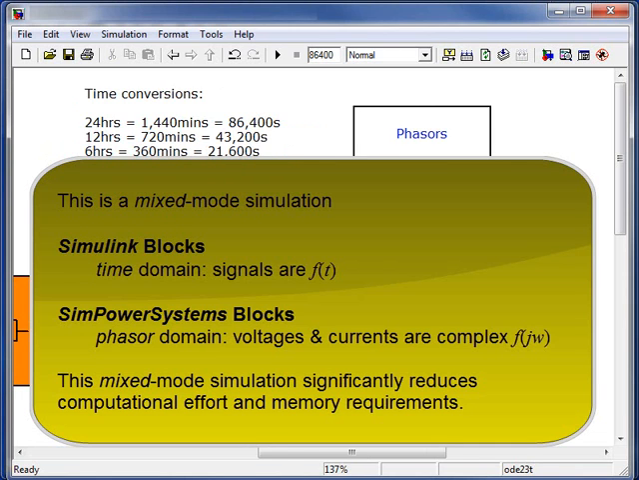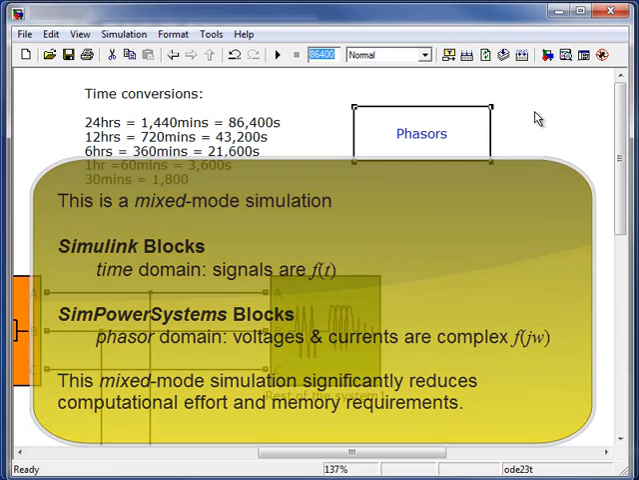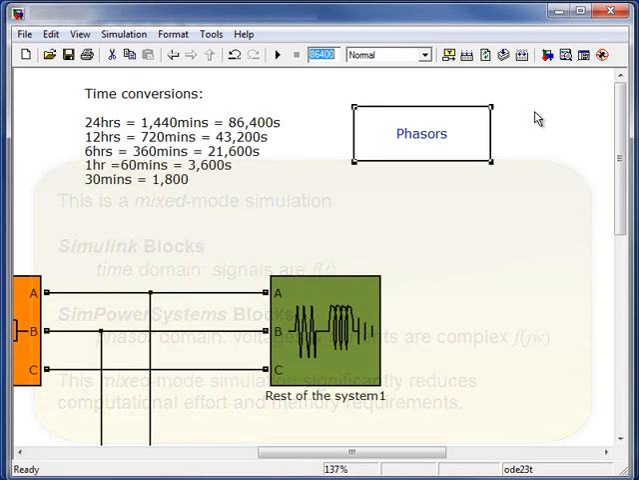The reason we choose a phasor type of simulation is that to simulate 24 hours of data, this will only take a few minutes. If we had chosen a time domain simulation to simulate 24 hours of data, not only would we deplete our computer memory and storage, but it would also take several hours to conduct the simulation.